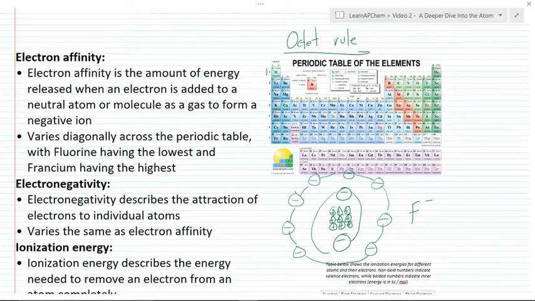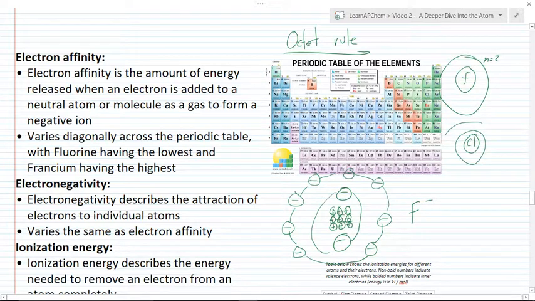Well, chlorine, so I'll just simply draw this here. Fluorine, I have 2 energy levels. So this is n equals 2 as our outer shell. For chlorine, I have 3. So n equals 3. So when I add this electron, so electron affinity doesn't apply to noble gases.